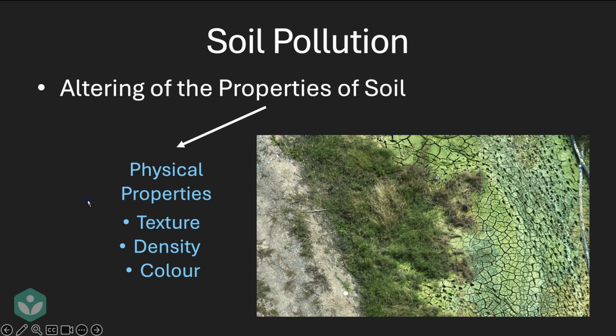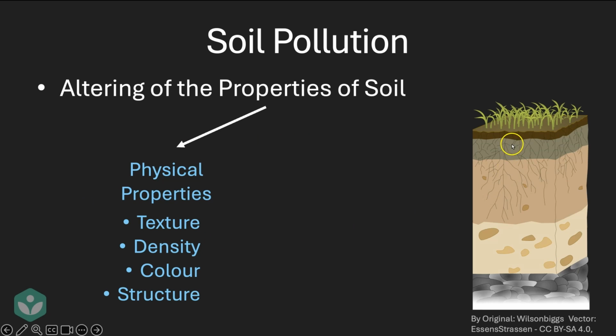Okay, is there any other way of altering the physical properties of soil? Turns out there is. If we alter the structure of soil, so this is the structure of soil, right? You've got the bedrock and then you've got all those layers of soil. If you alter these layers in any way, by maybe reducing the height of a particular layer, let's say the topmost layer is humus, let's say reduce the height of humus, that would be a change in the structure of soil, and that would also be considered as soil pollution.